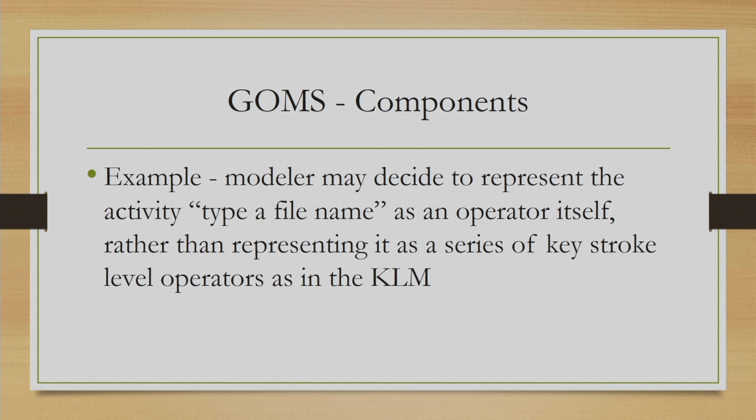For example, if we want to save a file, sometimes we need to type the file name. Now, typing the file name is an activity which can be set as an operator itself. So, that is a high level operator. Alternatively, the modeler may decide to use keystroke level operators. Whatever operators we got to know of during our discussion on KLM, we can use those to model this activity, type a file name. So, either we can have a single operator type a file name, or we can have keystroke level operators where this entire activity can be modeled as a sequence of keystroke level operators. So, both options are present to the modeler.